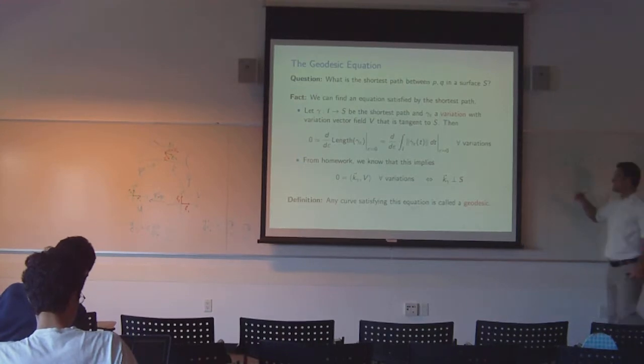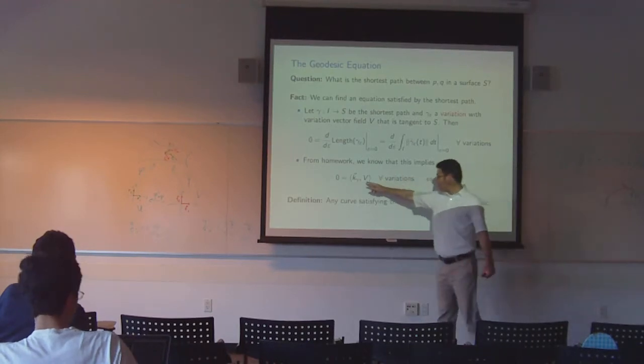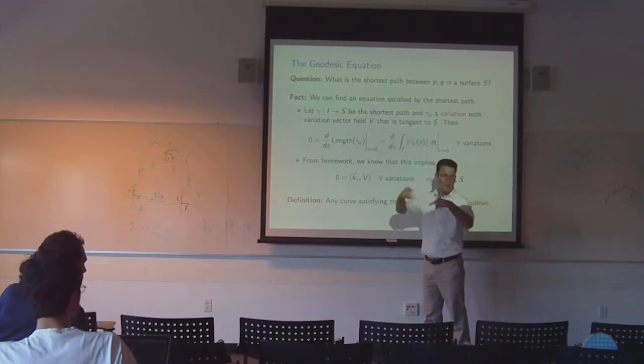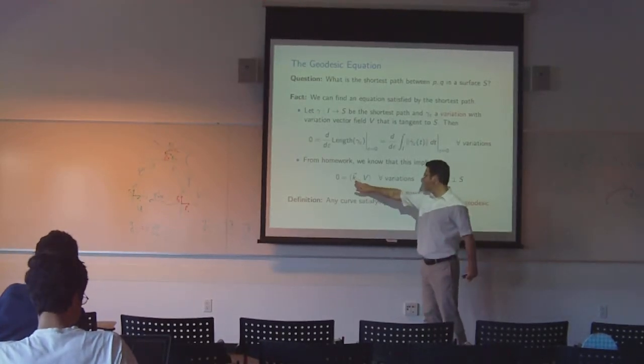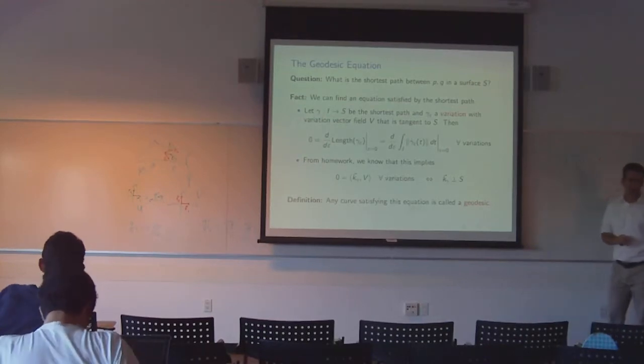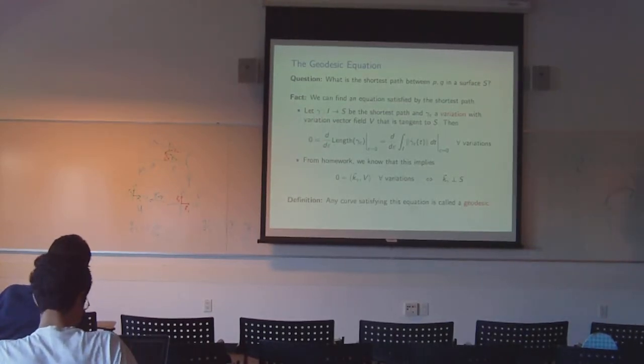And this is something we have to do in your homework assignment. Okay? You remember from your homework assignment that the answer, after you integrate by parts and do some magic, right? The answer is you get the curvature vector of the curve. Right? It's the inner product of the curvature vector with the variation vector field. So what's the variation vector field? It's the vector field which creates this variation, right?